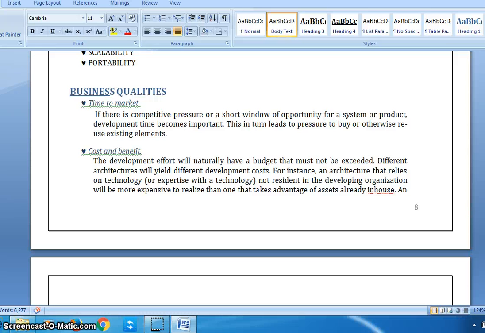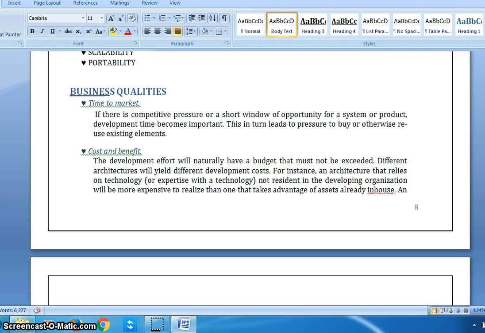If there is a competitive pressure or a short window of opportunity for a system or a product, the development time becomes important, because this in turn leads to pressure to buy or otherwise reuse the existing elements. When the time is very limited, there will be more pressure to produce the software, because we need to launch it in the market.